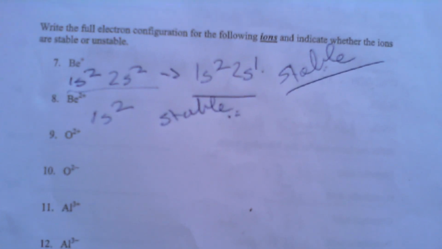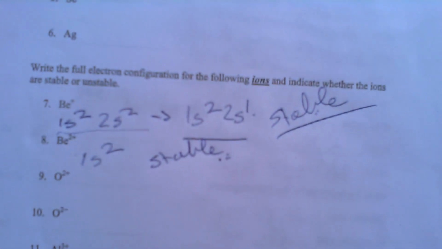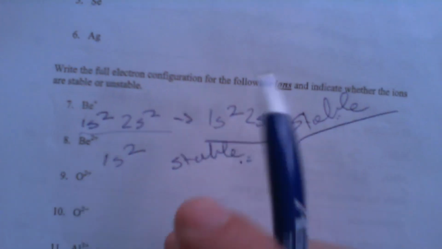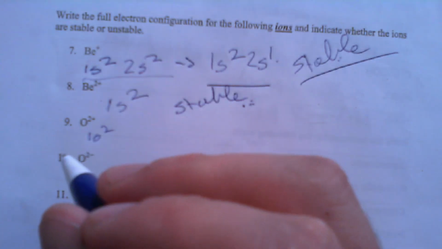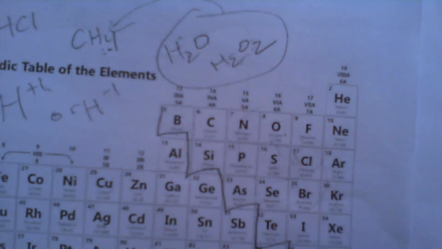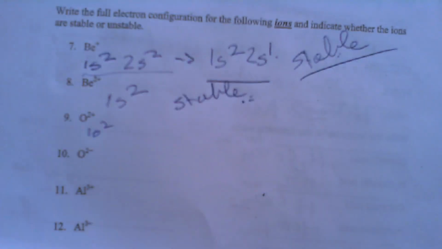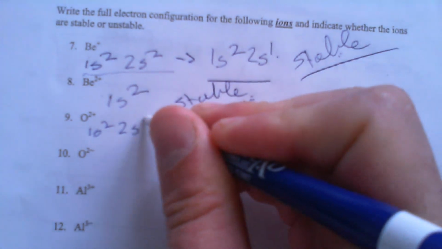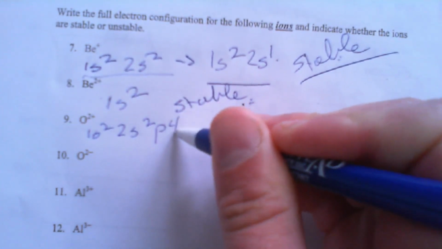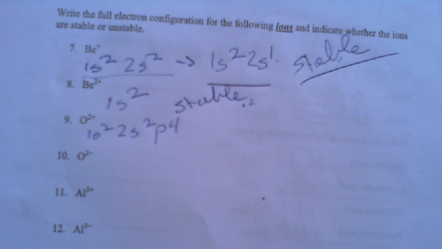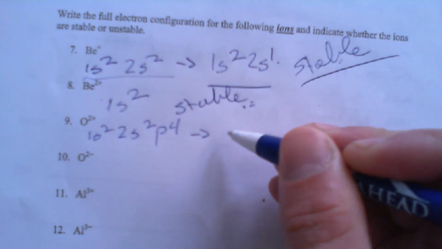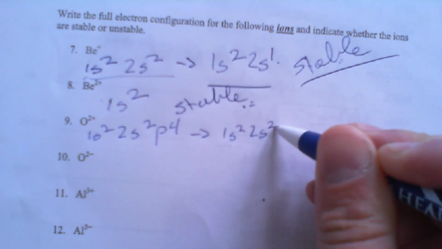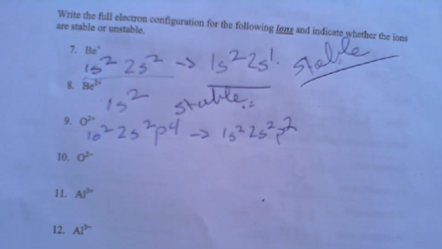Okay, so let's take a look at the next one. Actually, the next one is O+2. So 1s2. Looking at the periodic table, oxygen's in this area here. It's 1 past nitrogen, so it's going to be 2s2, p4. For it to be a +2, I have to take 2 away, and it becomes 1s2, 2s2, p2. So would you call that stable or unstable based on those rules that we talked about?